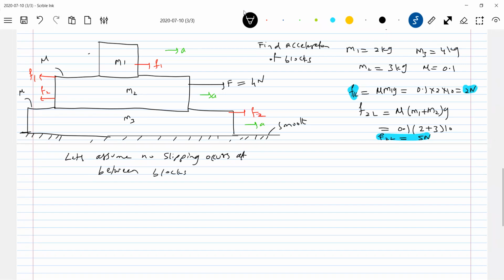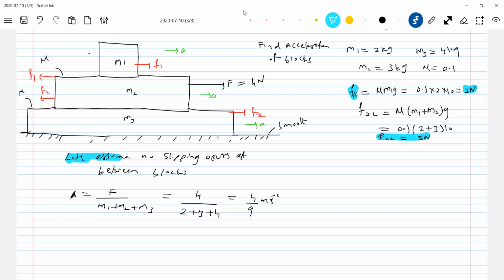Now, what is the total acceleration of the system? What is the net force acting on the system? F by (m1 plus m2 plus m3). F is how much? 4. This will be 2 plus 3 plus 4, that is 9. So 4 by 9 meter per second squared. No problem, just keep it here. The teacher himself is not sure whether slipping actually occurs or not, but I'm going to carry on. I'll verify whether what I assumed is right or wrong. Got it?